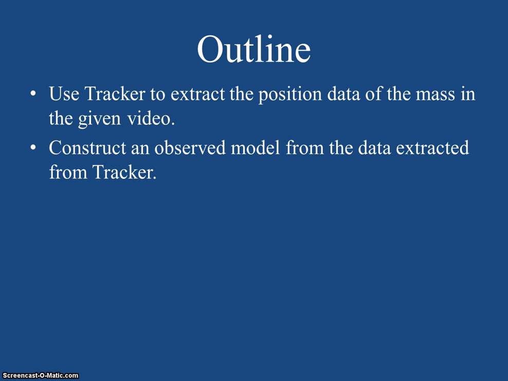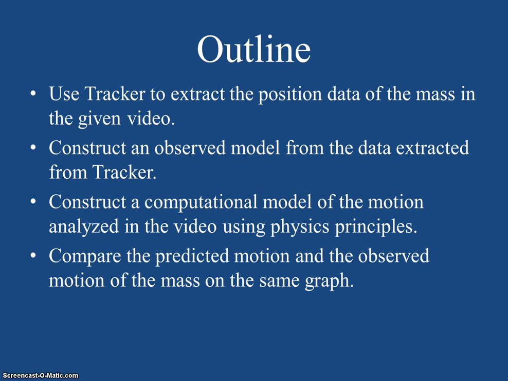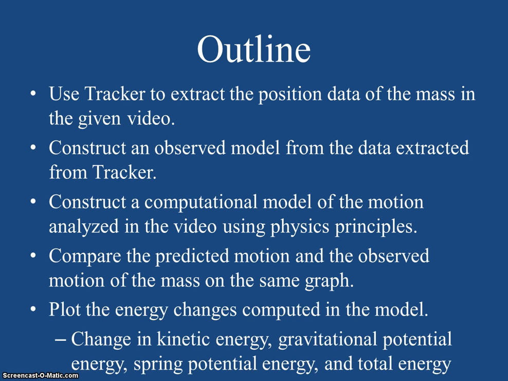Using the position data extracted from Tracker, an observed model is constructed. We then construct a computational model of the motion using physics principles which will be discussed later. With the two models obtained, we compare the predicted motion and the observed motion of the mass on the same graph. We also plot the energy changes computed in the model. These energy changes include the change in kinetic energy, gravitational potential energy, spring potential energy, and total energy.